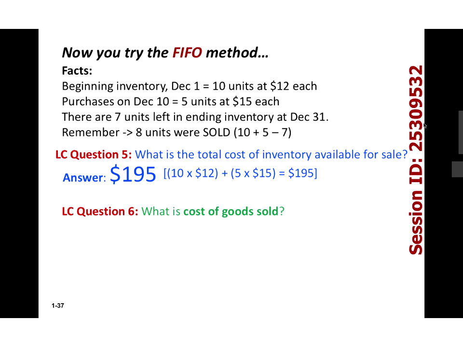Okay, again, FIFO means that we're selling our oldest units first. Cost of goods sold. We know we sold 8 units. Those 8 units were from beginning inventory. Beginning inventory was $12 each. So 8 times 12 is your answer. I'm going to close this in about 5 seconds. Okay, couple more seconds to get your answer in. 8 times 12.